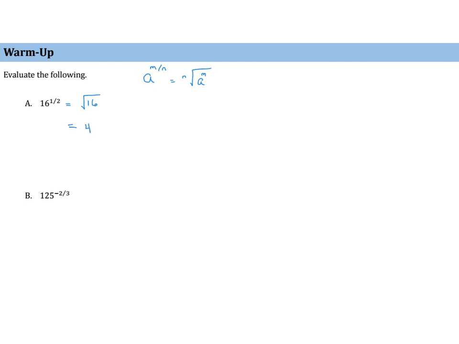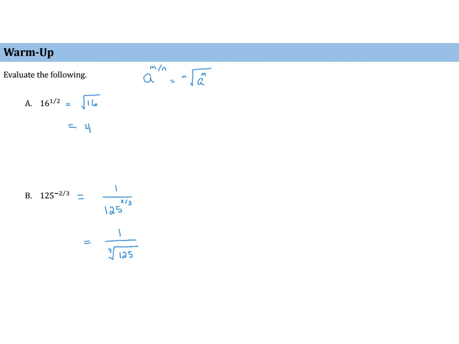What about part B, 125 to the negative 2/3? Well, a negative exponent means that we will put that on the other side of the fraction. So we will have 125 in the denominator, and that 125 will be raised to the 2/3 power. Now again, we know that the cube root will represent the denominator of that exponent, so 3 becomes the index, and then 125.